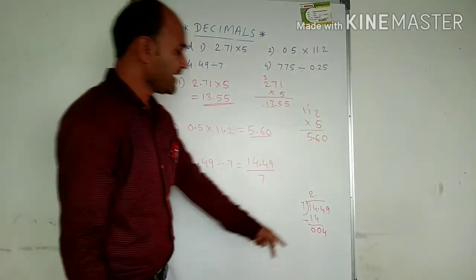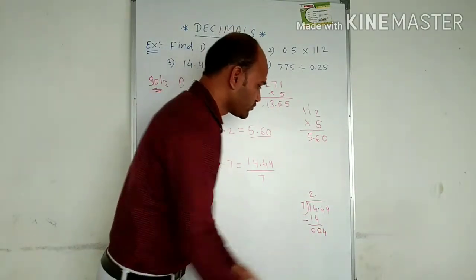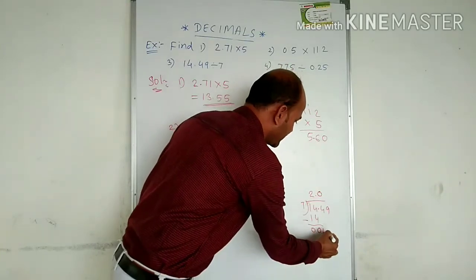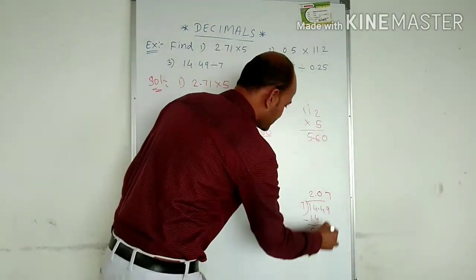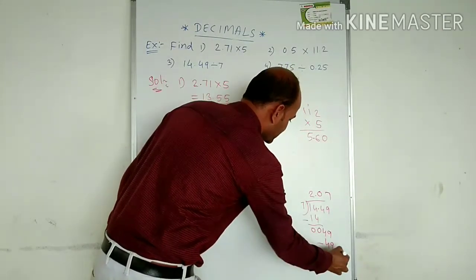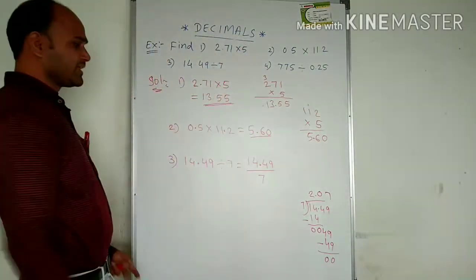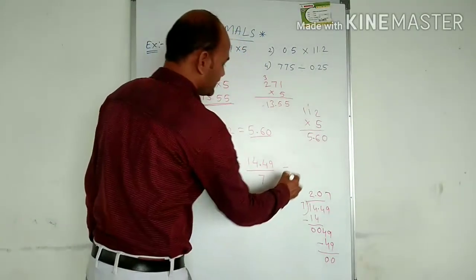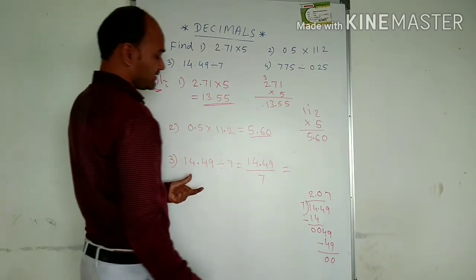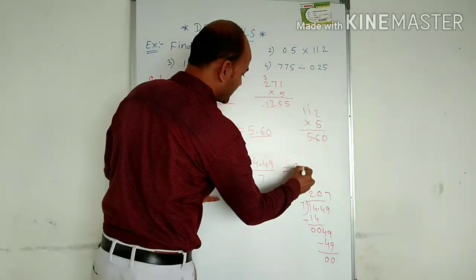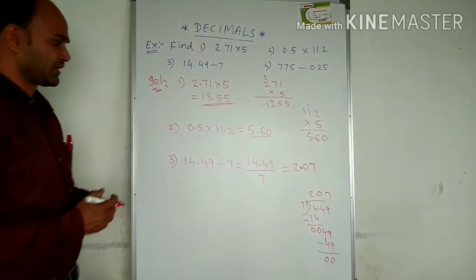Okay, but here 4 is smaller than 7, so we can take 0 here and another digit we can take downside. Now we can take 7 7s are 49 and then we can subtract it. 9 minus 9 is 0, 4 minus 4 is 0. So in this way we can find out the division of the decimal. What we got is 2.07.